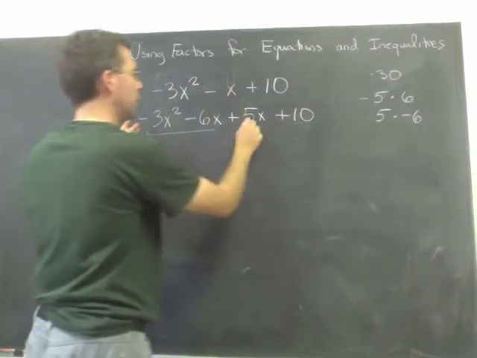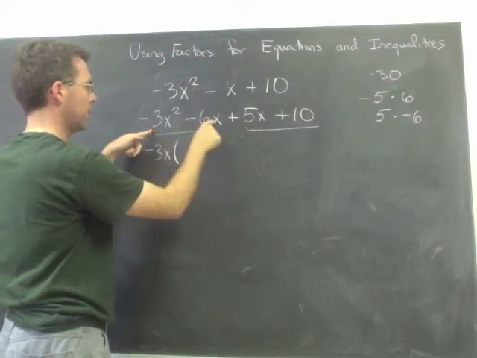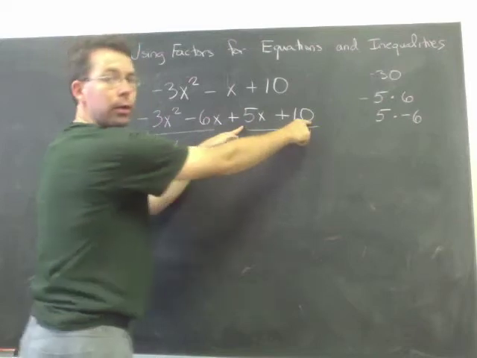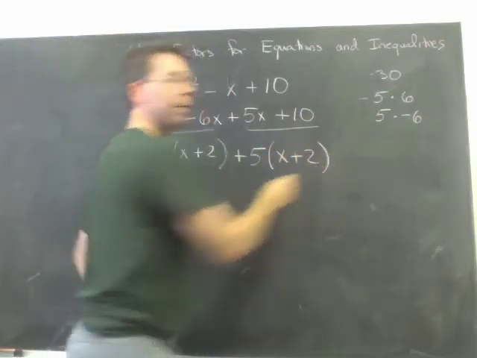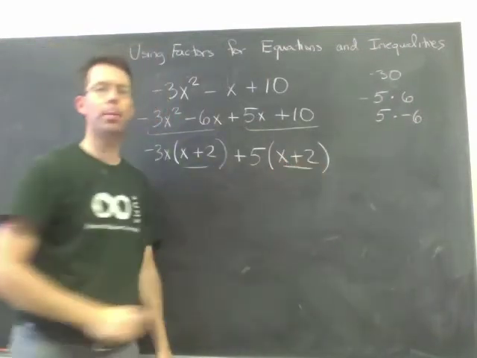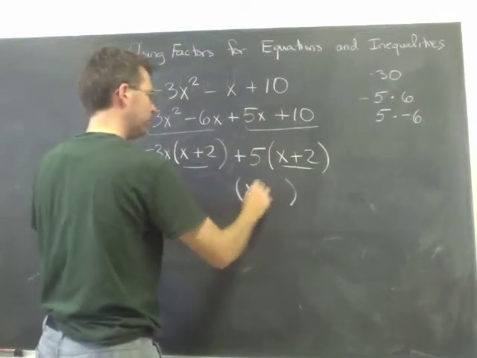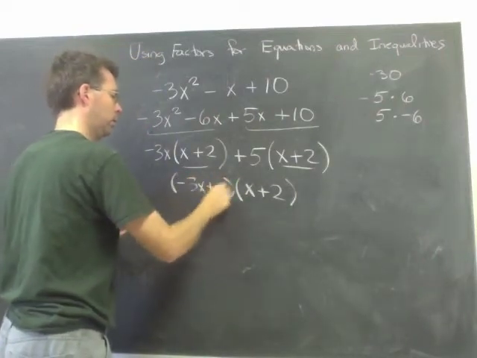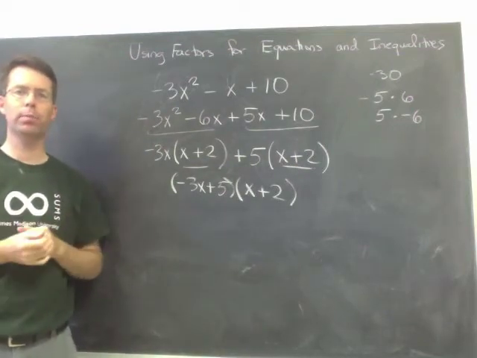Now I can do grouping. Factor out negative 3x times x plus 2. Factor out a 5. So I get 5 times x plus 2. And now I look and I see that I have a common factor. That's the method of grouping. So I factor it out, and I get my factored version: negative 3x plus 5 times x plus 2.